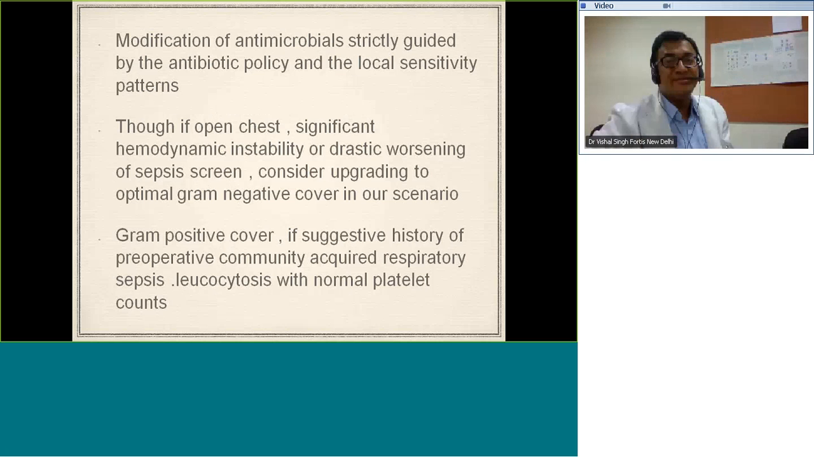Modification of antimicrobials is strictly guided by the antibiotic policy and the local sensitivity patterns. Though if open chest, significant hemodynamic instability or drastic worsening of the sepsis picture, consider upgrading to optimal gram-negative cover, especially in our scenario.